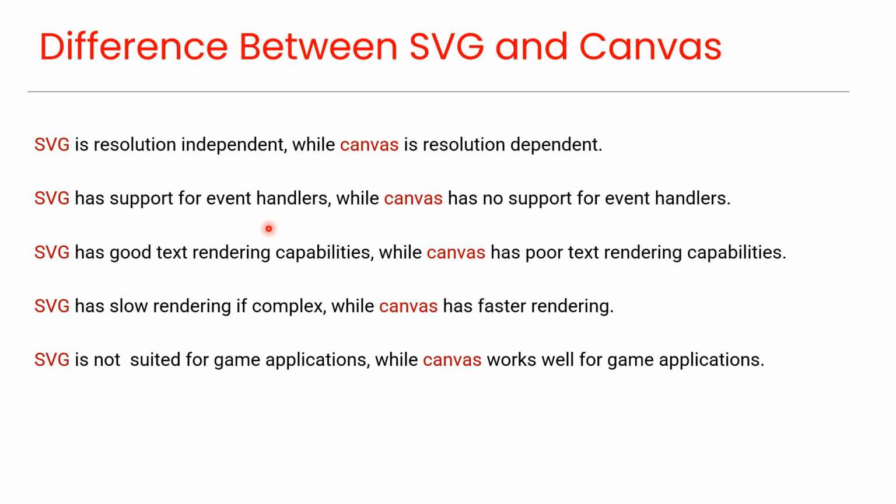SVG supports event handlers, while Canvas has no support for event handlers. SVG has good text rendering capabilities, while Canvas has poor text rendering capabilities. SVG has slow rendering if complex, while Canvas has faster rendering. SVG is not suited for game applications, while Canvas works well for game applications.